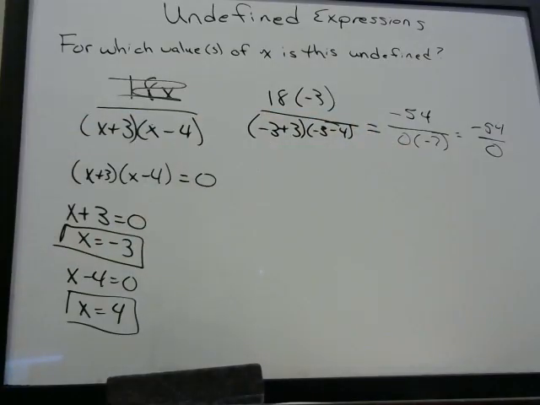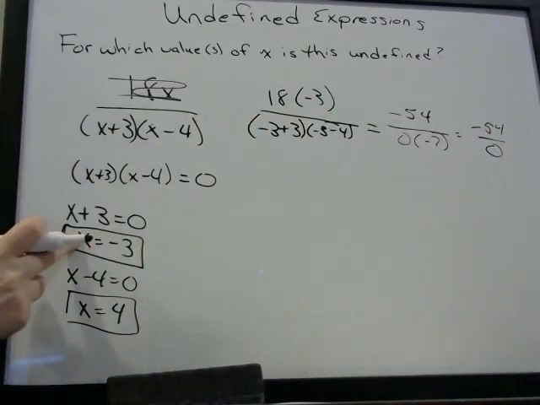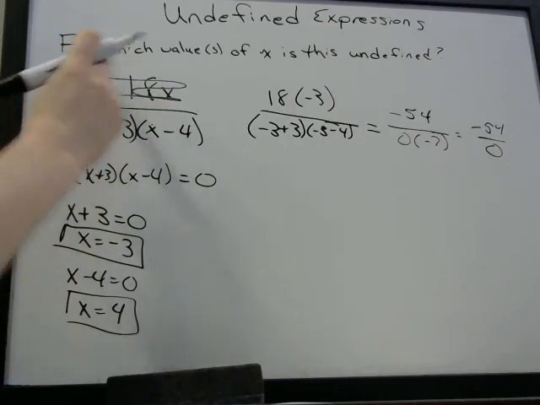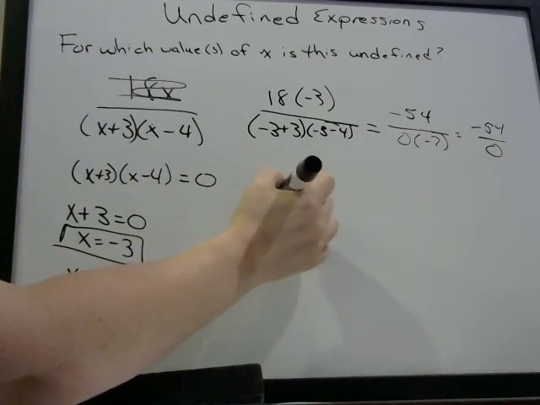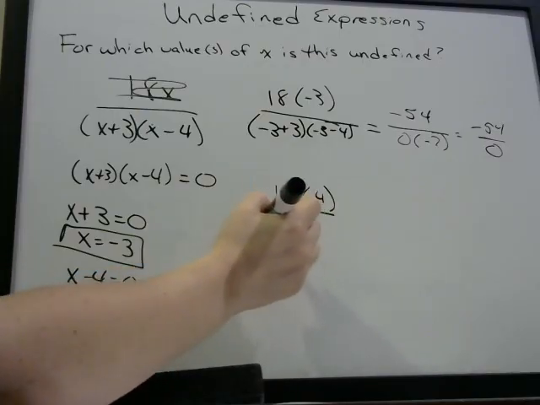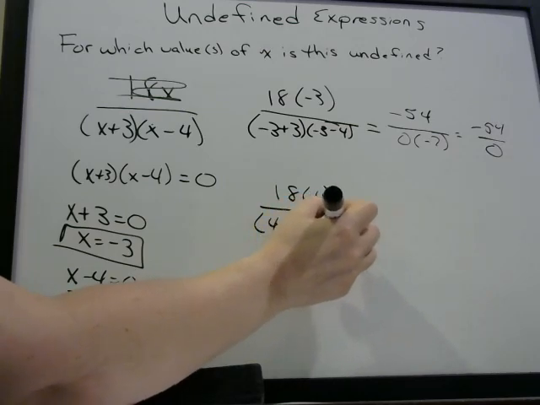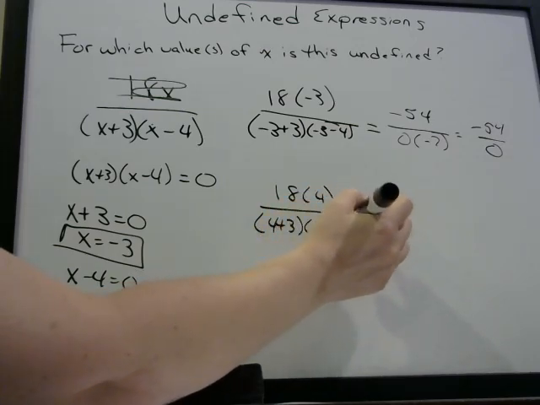That's the whole key to this problem. So we get a 0 in the denominator when x equals -3. So that's an answer to this question. Let's do when x equals 4: 18 times 4 over 4 plus 3 times 4 minus 4.